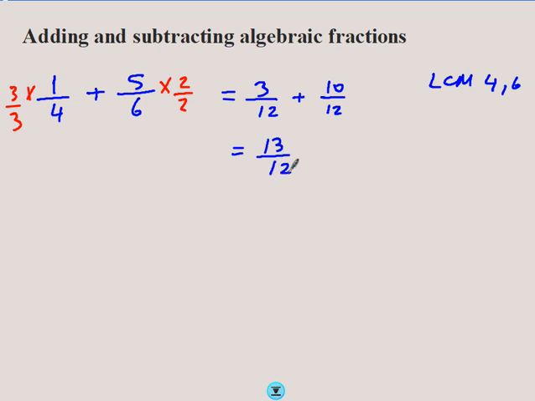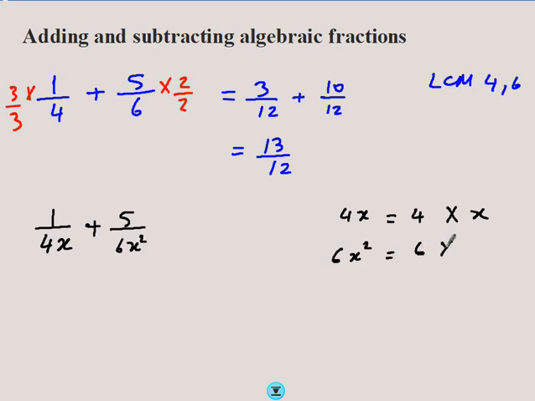Now the same concept applies to algebra. Let's say we are trying to add 1 over 4x to 5 over 6x squared. We need to find the LCM of the denominators. Now, in order to do this, we can write them out as a product. The 4x is 4 times x, and the 6x squared is 6 times x times x.